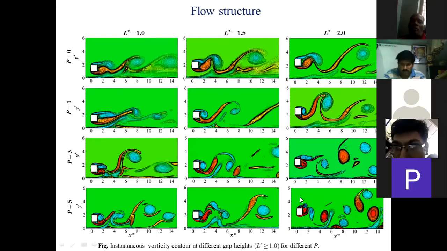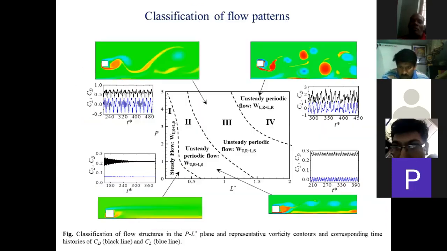So overall, we classify all these vortex patterns in the L star and P plane, because we are doing this for different gap heights and different inlet velocity profiles. We have identified 4 different patterns here. When the cylinder is very near to the wall, at lower gap height, the flow remains steady. It can be identified from the lift and drag signals. And if you increase the gap height, unsteadiness can be seen, with regular vortices from the upper side of the cylinder, but from the bottom side there are no vortices.